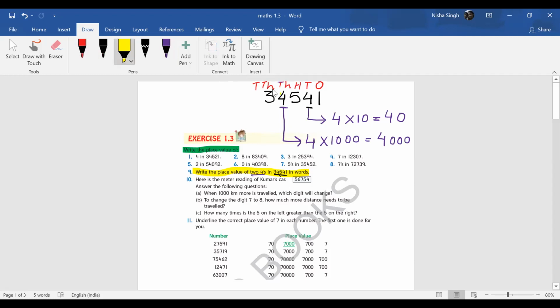Yes children, we can say that we have one 4 on the thousands place and one 4 on the tens place. So we have to write the place value of both 4s. So the first 4, which is on the tens place, what is its place value? 40. Because how many tens do we have? We have 4 tens. That means 4 into 10. We will multiply it by 10. And on the thousands place, we have again 4. How many thousands do we have? We have 4,000. So the answer is 4,000.